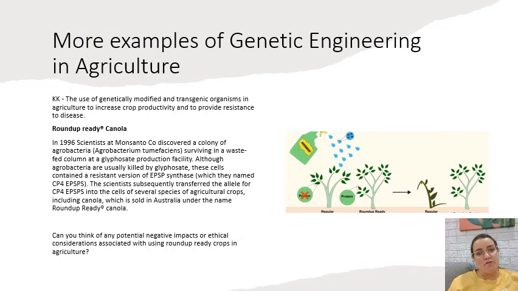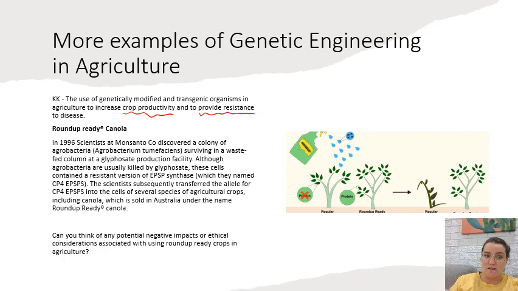Some more examples of genetic engineering in agriculture. A reminder of the key knowledge point that we need to understand how GMOs are used to increase crop productivity as well as provide resistance to disease. So this is an example of increased crop productivity. These Roundup Ready canola basically synthesize a protein that makes them resistant to Roundup or glyphosate. Therefore, you could spray these crops with glyphosate, all of the weeds around them would die, but this particular crop would not die.